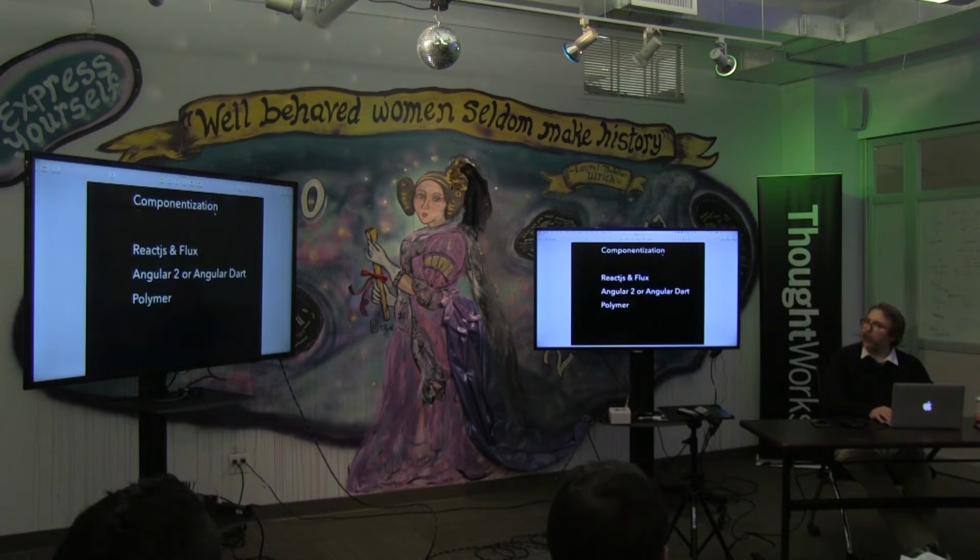So React.js and Flux together, or some type of Flux engine, whether it be Redux or any of the modern state management systems, are a great place to look for this. Angular 2 and Angular Dart have some really bright promise, and have completely destroyed all the dreams and hopes of all of the Angular developers who got very comfortable with the previous versions. I'm so sorry.